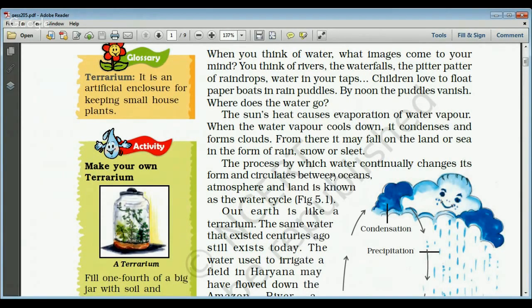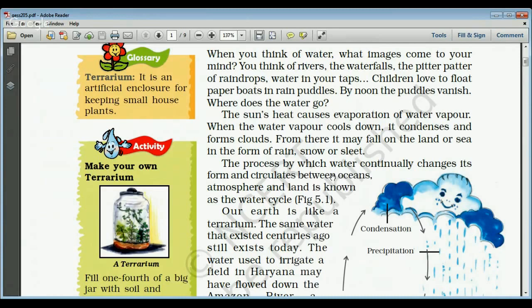Now the sun's heat causes the evaporation of water into water vapor. When the water vapor cools down, it condenses and forms clouds, and from the clouds it again comes to the land or the sea in the form of rain, snow or sleet. This is known as the water cycle, because water continuously changes its form and circulates between the ocean, atmosphere and land.